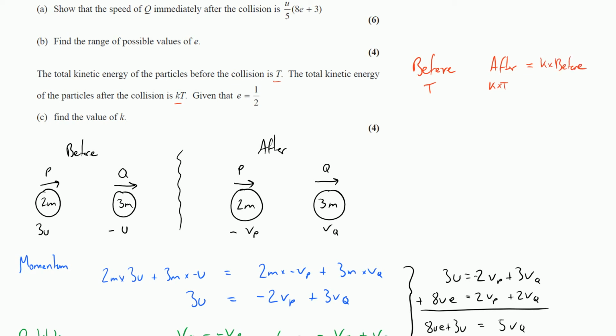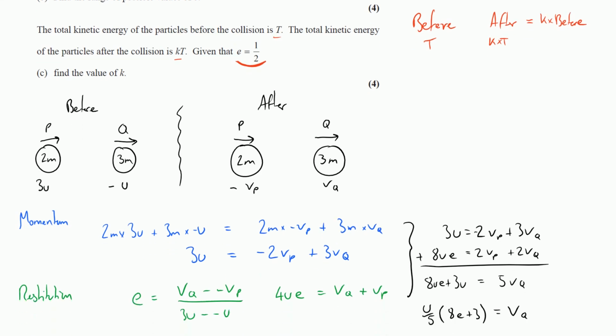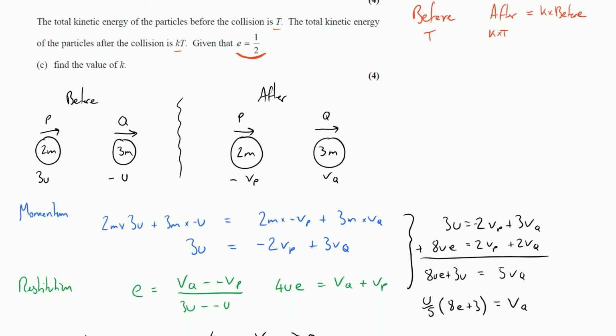In order to calculate kinetic energy, we know we need to talk about velocity. Let's go through and find the velocities for vq and vp, because we're actually told now that e is half. Where can we pick those up from? Well, we were using earlier the idea that vq was equal to u over 5 lots of 8e plus 3. Now if e is a half, this becomes 4, and 4 plus 3 gives me 7. So in the case where e is a half, vq will be equal to 7u over 5.